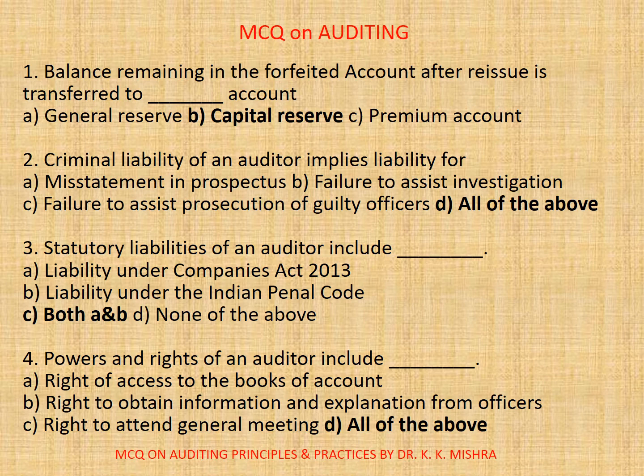Question number 2. Criminal liability of an auditor implies liability for A. Misstatement in prospectus. B. Failure to assist investigation. C. Failure to assist prosecution of guilty officers. D. All of the above. Correct option is D. All of the above.